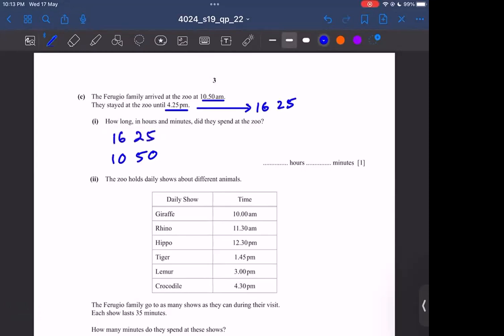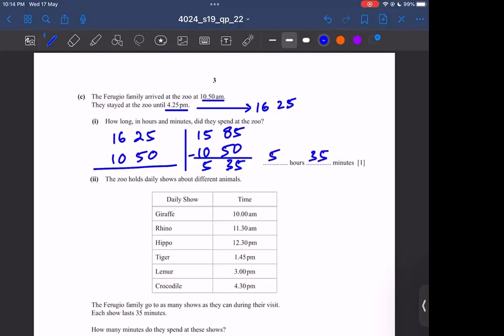16:25 minus 10:50. Now you already know we cannot subtract 50 minutes from 25 minutes. We are going to subtract minutes from minutes and hours from hours. So what I'm going to do, I'm going to carry forward 1 hour to the 25 minutes. It becomes 15, and 60 plus 25 becomes 85. Then we are going to write 10 and 50 as it is. Now I'm going to subtract these values. 85 minus 50 is going to be 35. And 15 minus 10 is going to be 5. So it took 5 hours, 35 minutes.